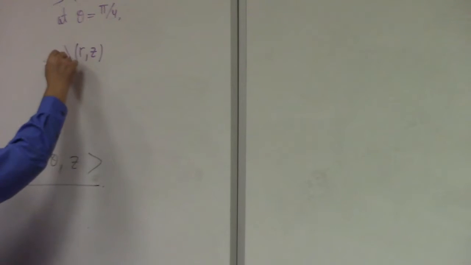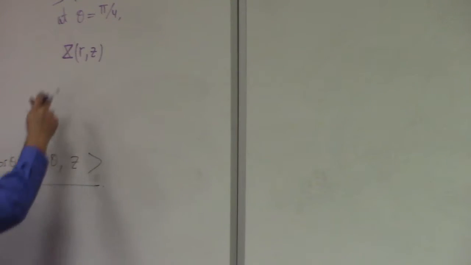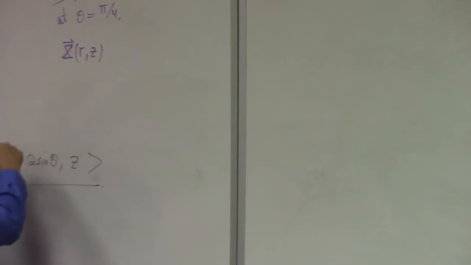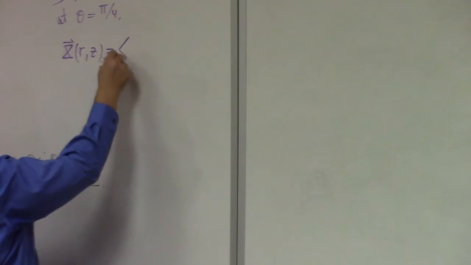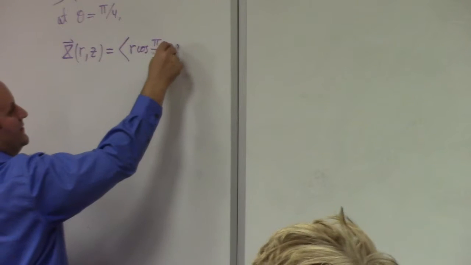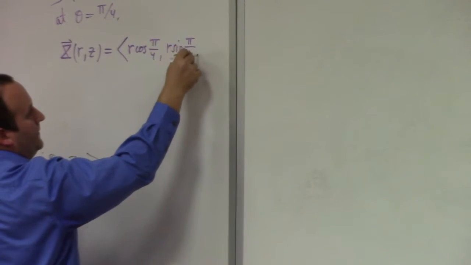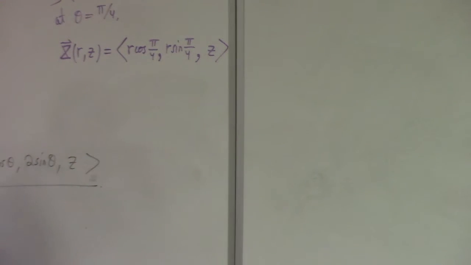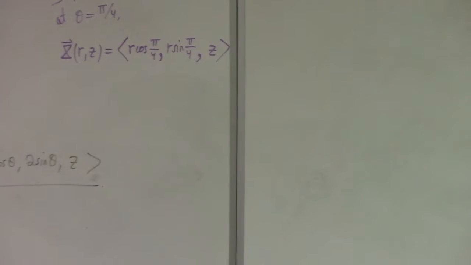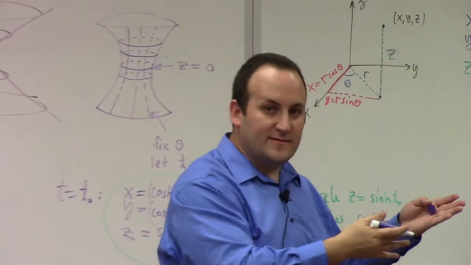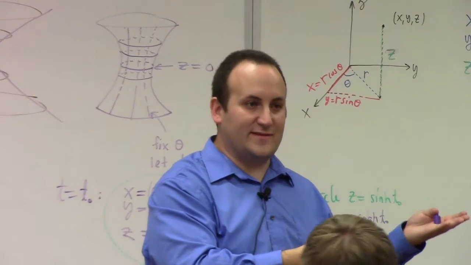Sometimes I use a capital X for the parameterization when I don't like to use r 2 different ways. So I could use a capital X if I wanted. So that's r cosine pi over 4, r sine pi over 4, and z. And there you go. That is a parameterization for a half plane. It's been a long day for me, but it didn't take me much mental energy to write that down, right? I could do like 20 more of those and not need coffee.